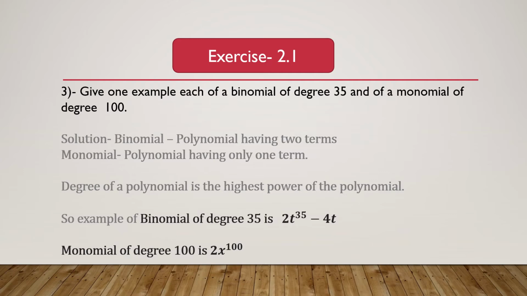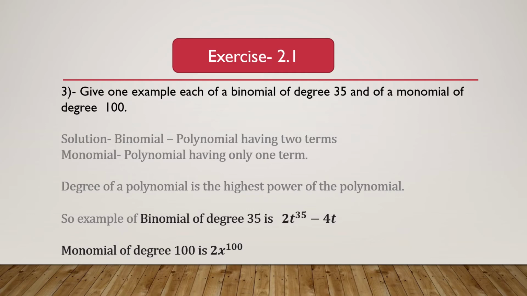So, for a binomial of degree 35, degree is the highest power of the polynomial. For a binomial of degree 35, we can take any variable. Binomial means two terms. We have to write two terms with degree 35. We can write any variables and any terms. Here I have written a binomial of degree 35. 35 is the highest power of this polynomial, and binomial means we have to write two terms.